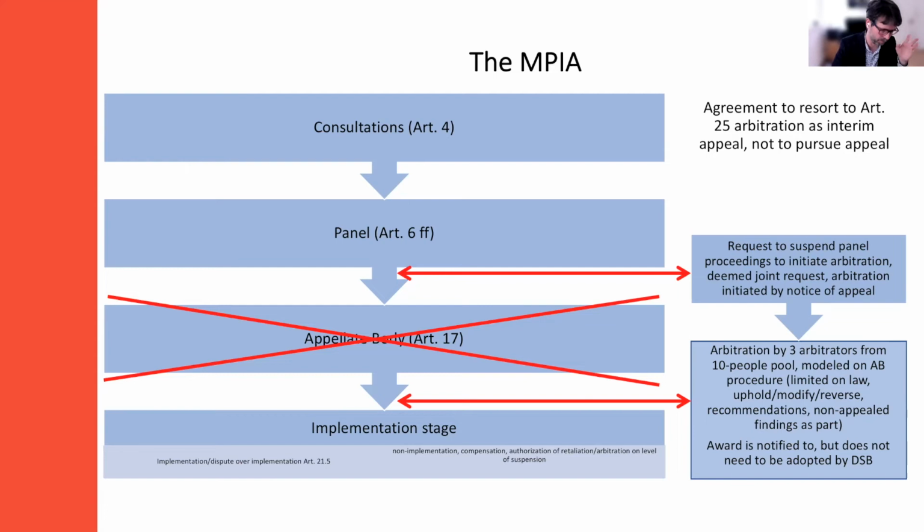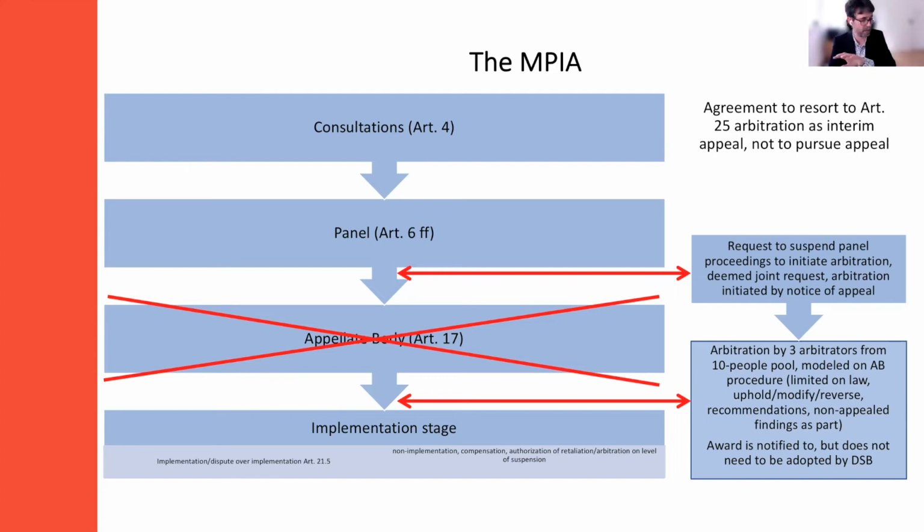They can still then go through the consultation phase and have to do so. They go through the panel phase as normal. At the very end of the panel, though, they request to suspend the panel proceedings to initiate arbitration instead. That is automatically deemed as a joint request according to the agreement of the parties. And the arbitration is then initiated by the notice of appeal. That still looks like the old procedure.